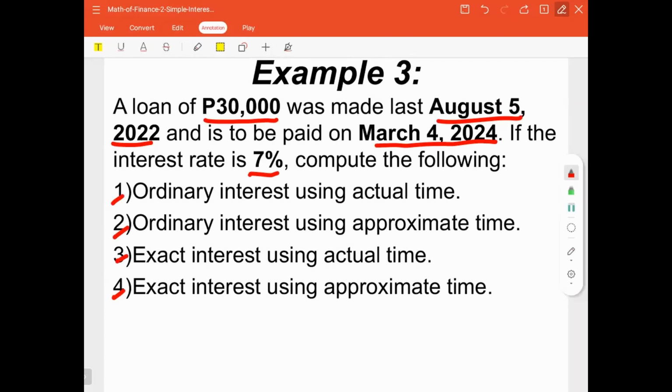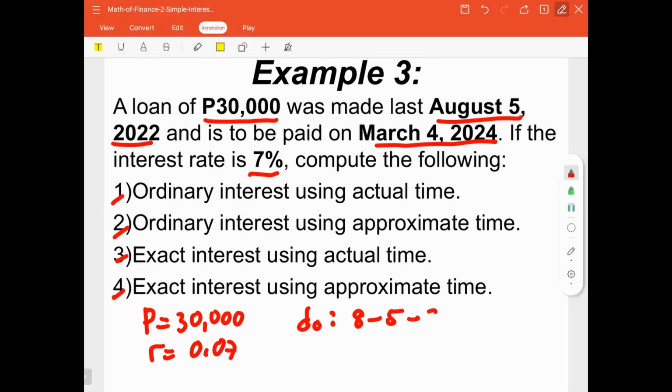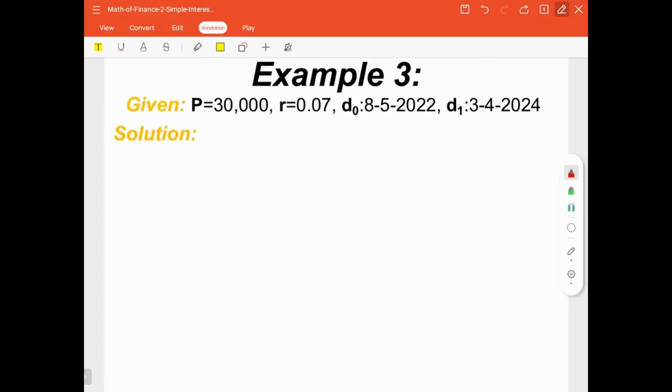Okay, clearly, again, P is equal to 30,000 pesos. That's the principal. And the rate of interest is 0.07. Okay. And the initial date, or the loan date, is August 5, 2022, written now as 8/5/2022. And the maturity date D1 will now be what? March. So that's 3/4/2024. Again, guys, we'll start computing for the approximate time.